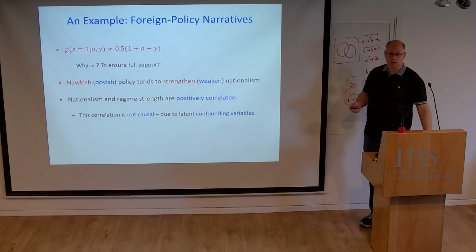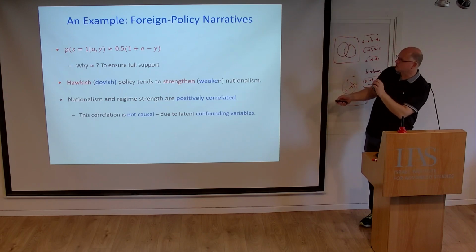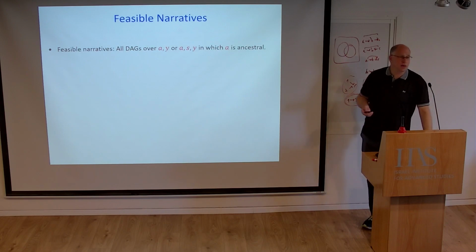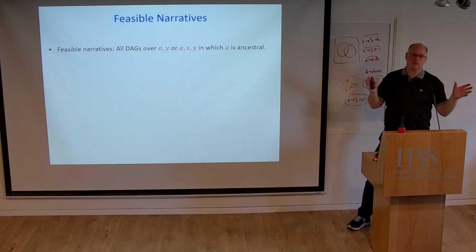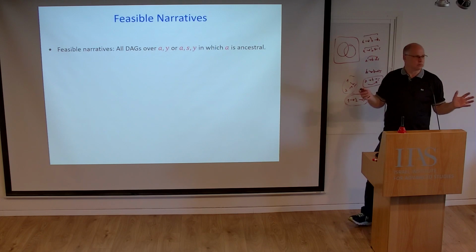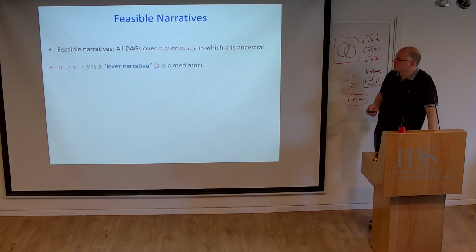That's the parameterization. Essentially, y is equally likely to be 0 or 1, independent of the action, and s is this approximate function of a and y. What are the feasible narratives? Essentially, all the possible narratives must involve a and y, may also involve s, but they don't have to, and a has to be ancestral. These are all the narratives, essentially everything that is consistent with that.